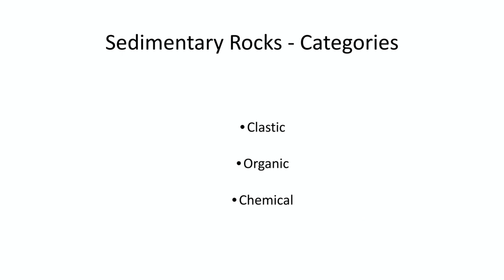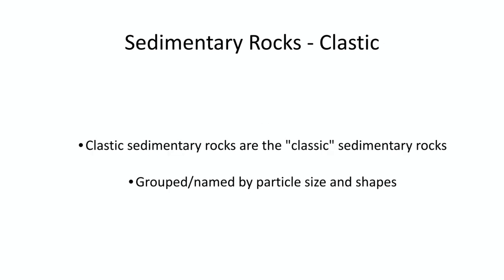So the subcategories of sedimentary rock that we need to work with are clastic, organic, and chemical. Let's start with clastic. Clastic sedimentary rocks are the classic sedimentary rocks. That whole process that we just described, we just talked about clastic sedimentary rocks. They are made by weathering, erosion, deposition, compaction, and cementation.